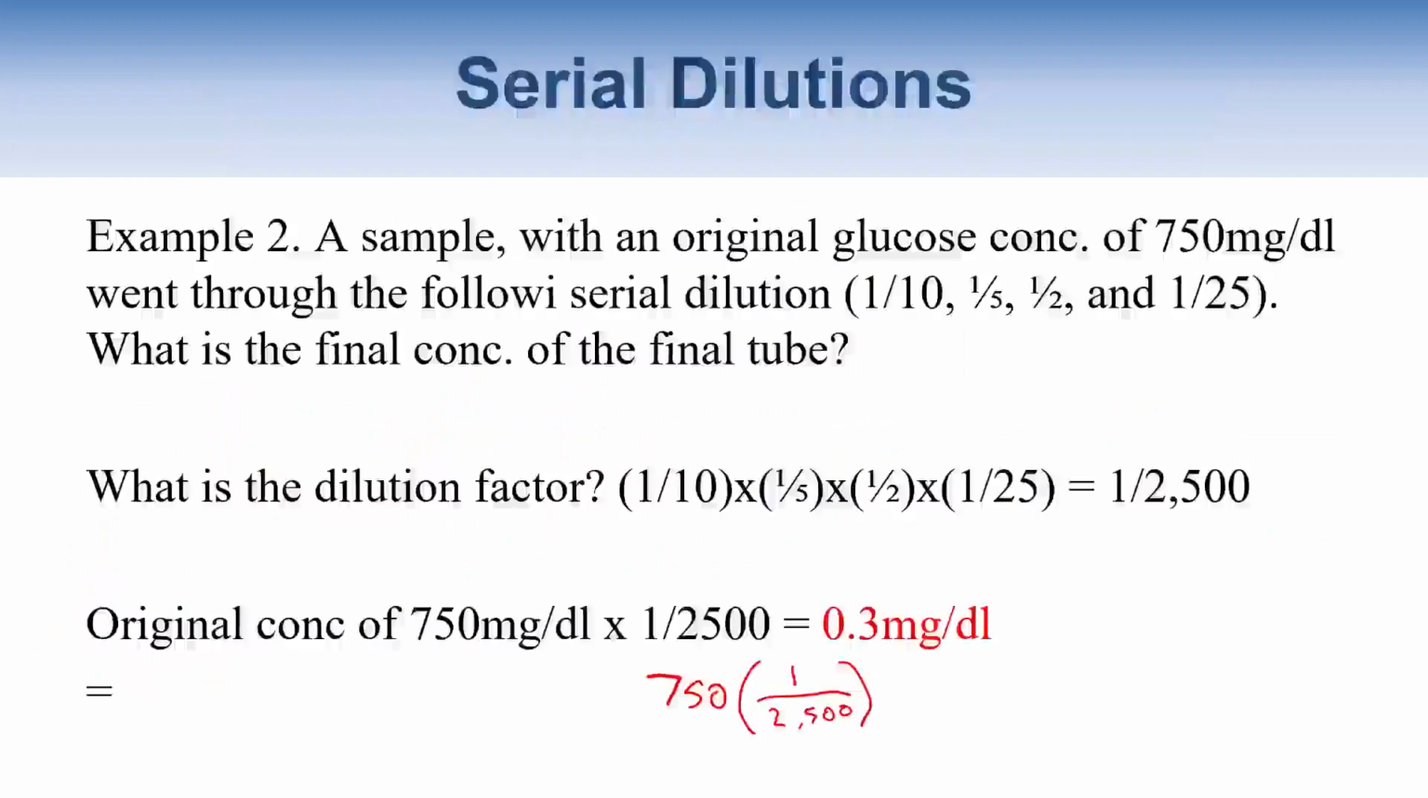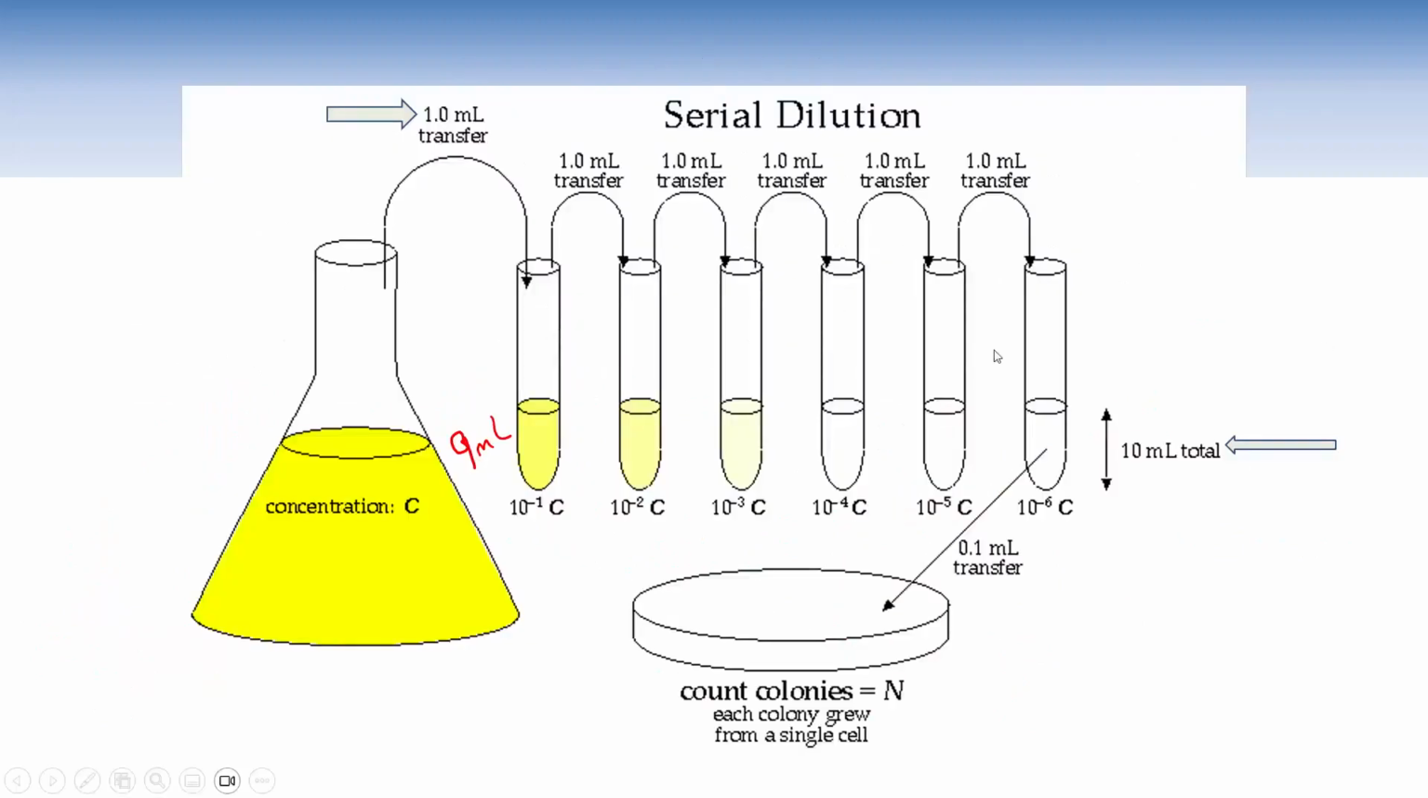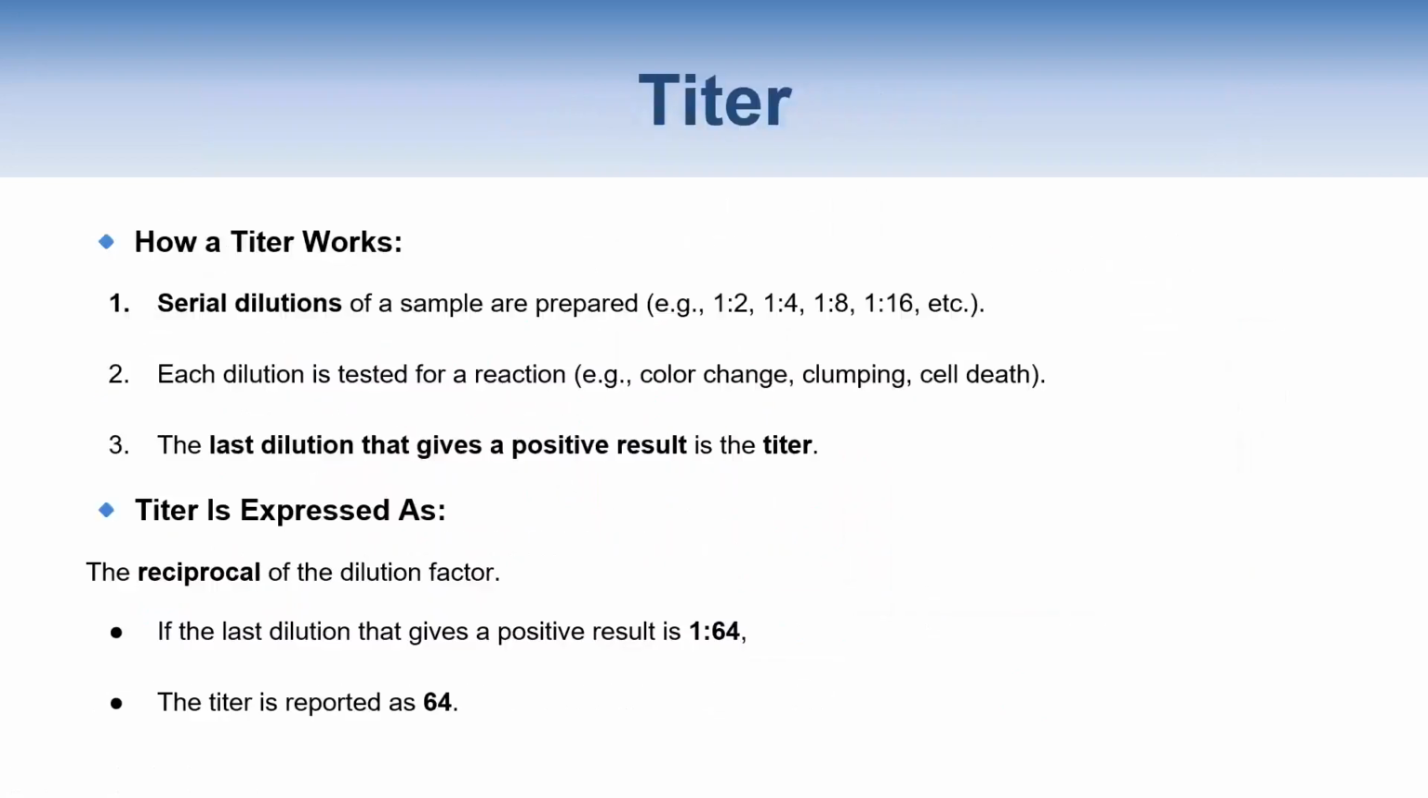If we go back to this diagram here, we can see that in this tube, this was the last tube that made that positive result. So if this was our 1 to 64, then our 64 would be our answer.